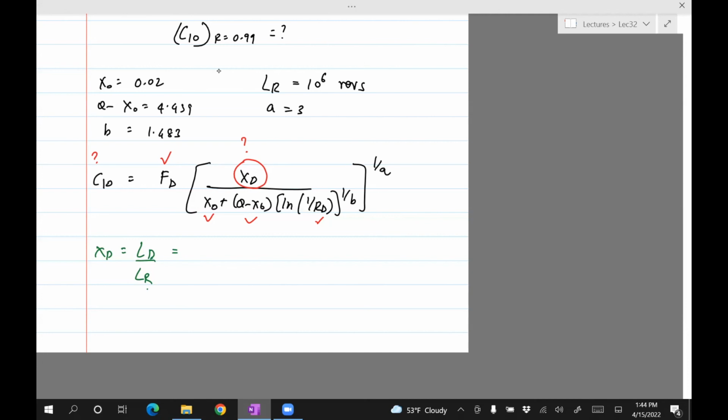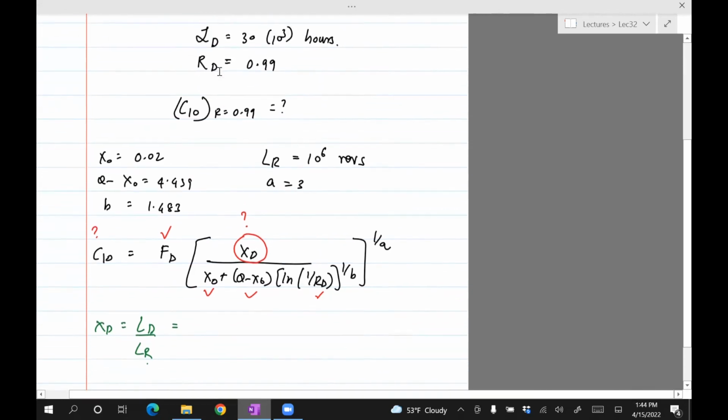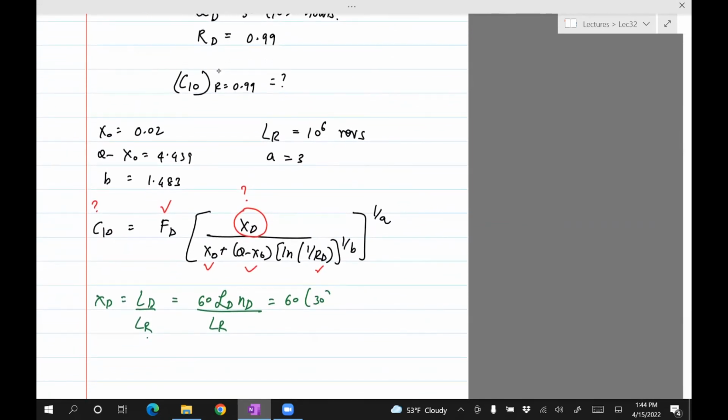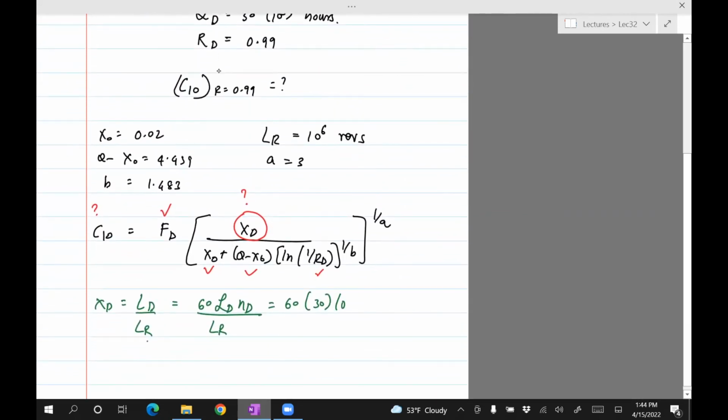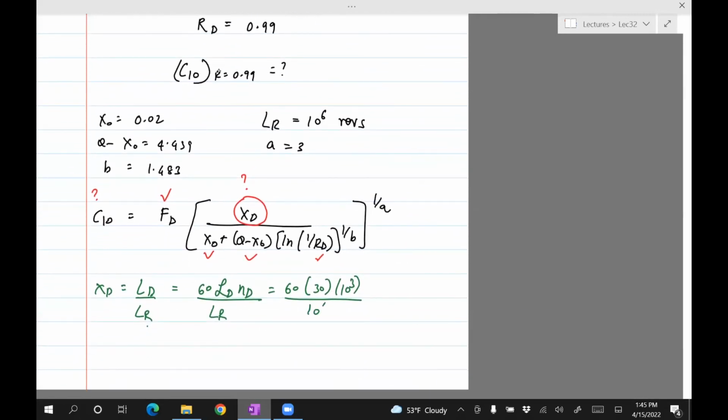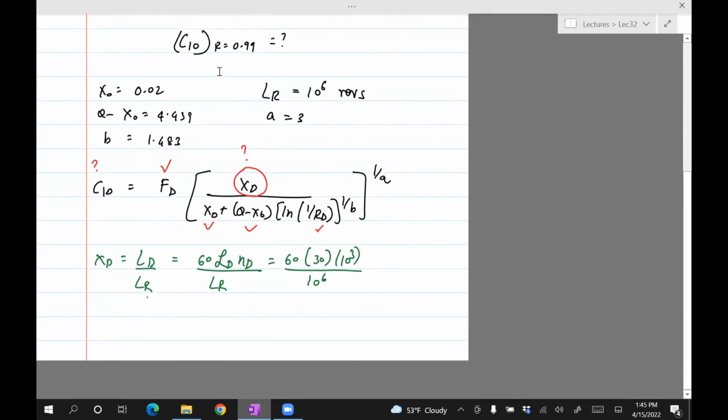LD is not given, but the abbreviated LD is given. So let's relate them. It's 60 times abbreviated LD times nD divided by LR. So 60 times 30 times 10 raised to 3, times 300, divided by LR, 10 raised to 6, and that comes out to be 540. So now let's sub that in the first equation.